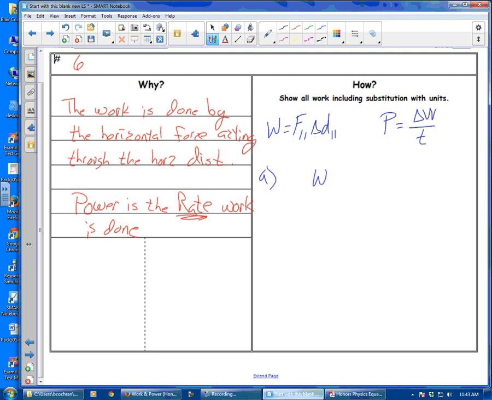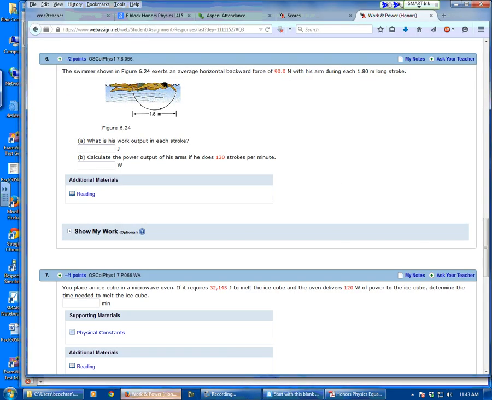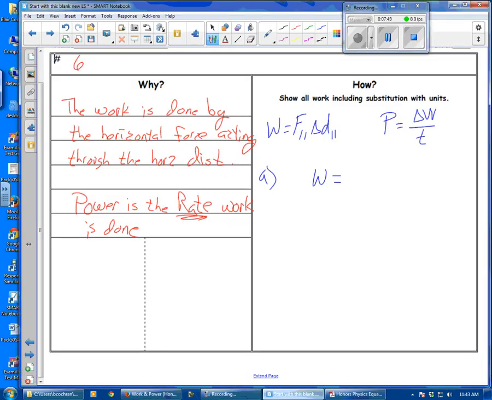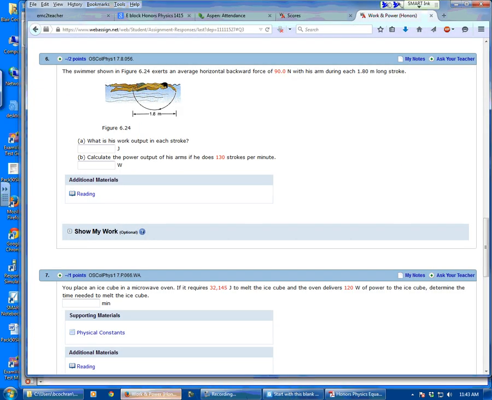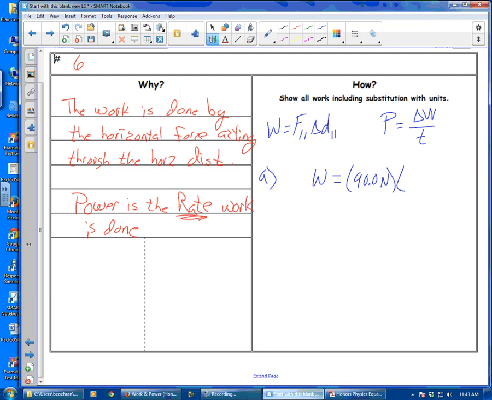Now, the work he does is the force, in my case, 90.0 newtons, through a horizontal distance of 1.8 meters, which, in my case, should be almost 162 joules, I think. 162 joules.